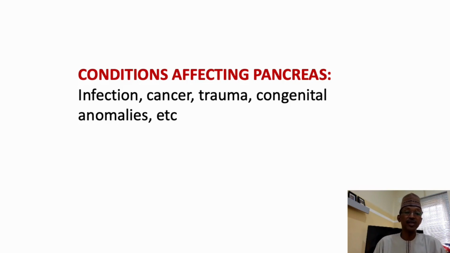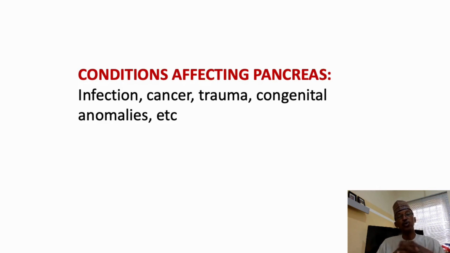Part of the conditions that affect the pancreas include infection, where somebody can have pancreatitis as a result of either typhoid disease, or tuberculosis, or any other kind of microorganism. Similarly, cancer of the pancreas is common in certain countries, but in our own environment it is not all that common in our own locality. But when someone goes abroad, pancreatic cancer is a little bit common. Trauma, like gunshot or knife injury, can also affect the pancreas.